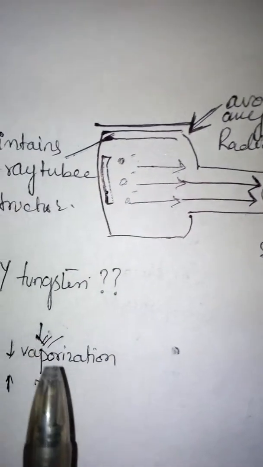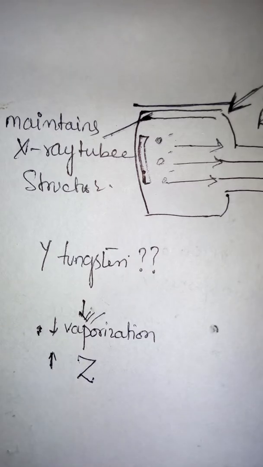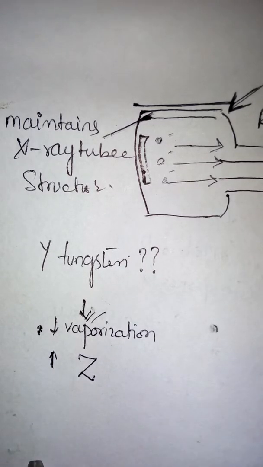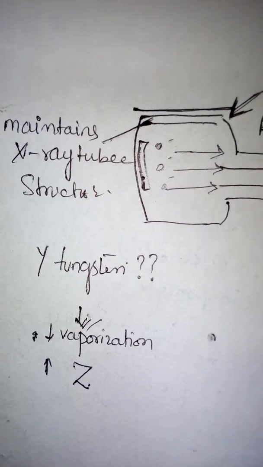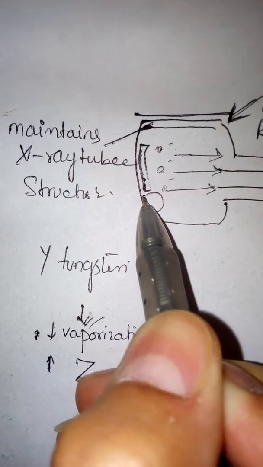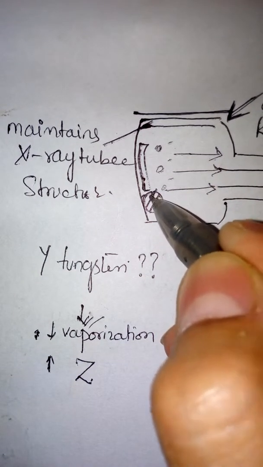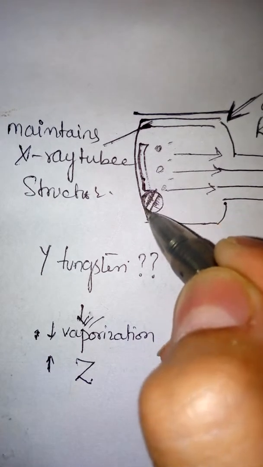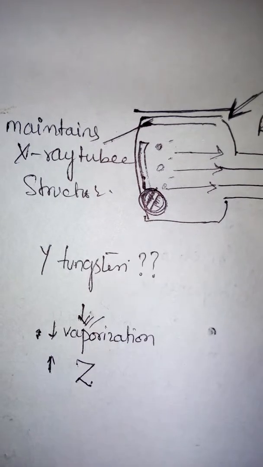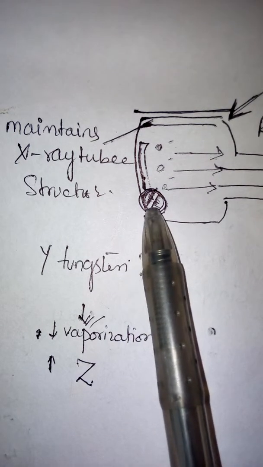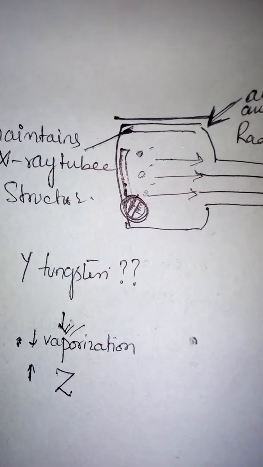The use of tungsten is because of its low vaporization at high temperatures, its high atomic number, its high melting point, and its high thermal conductivity. We have a focusing cup here beside the cathode, which also has filaments inside it, and the cup is made up of aluminium. Aluminium is basically a low atomic number metal. What does this focusing cup do? It focuses the electron beam towards the anode.